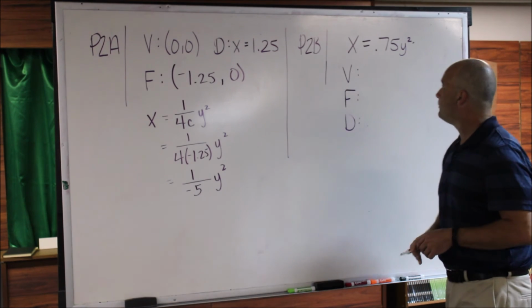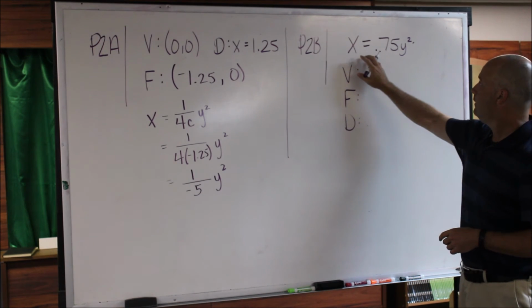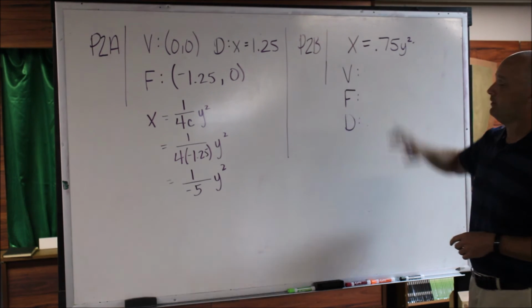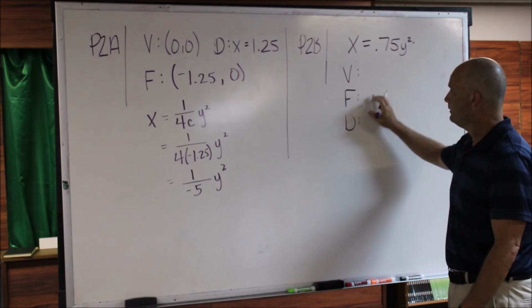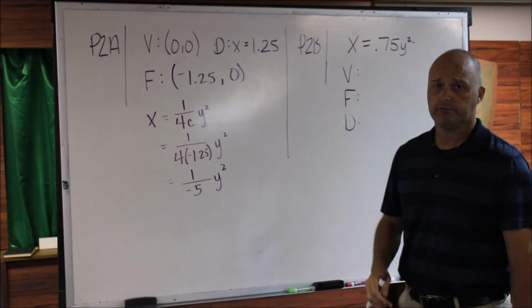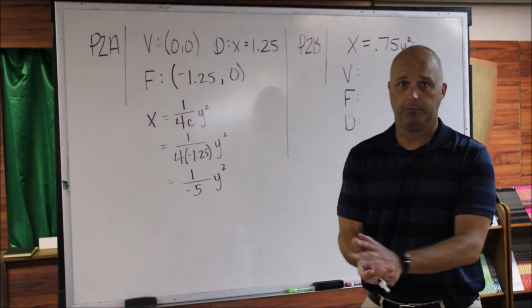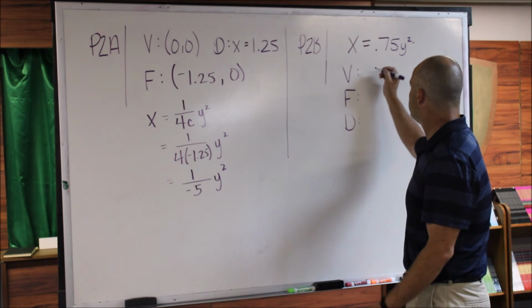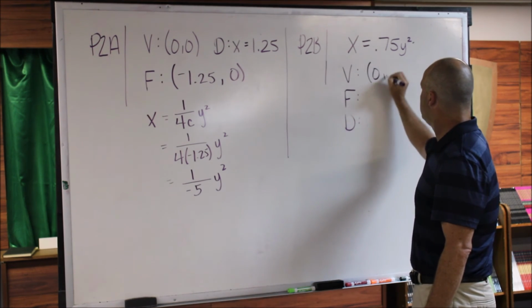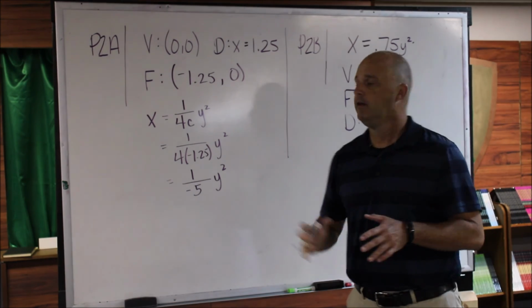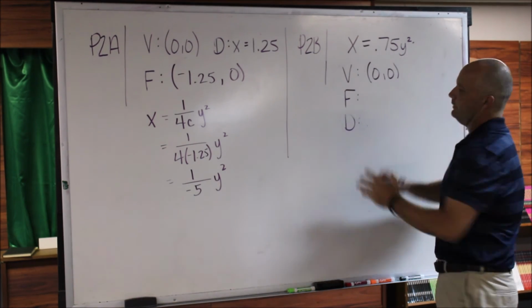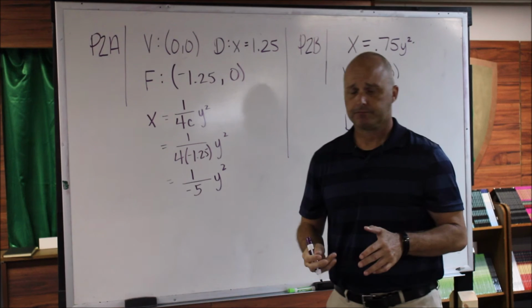Now coming over here to problem number 2b, this time we're given the equation x equals 0.75 y squared. And we're being asked to find the vertex, the focus, and the directrix. Now the vertex, simple, it's still going to be 0, 0. So we're just going to go ahead and write that in. Now to get the focus and the directrix, we've got a decimal here instead of our fraction.